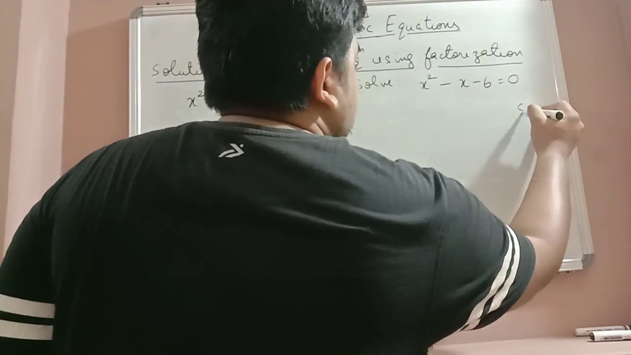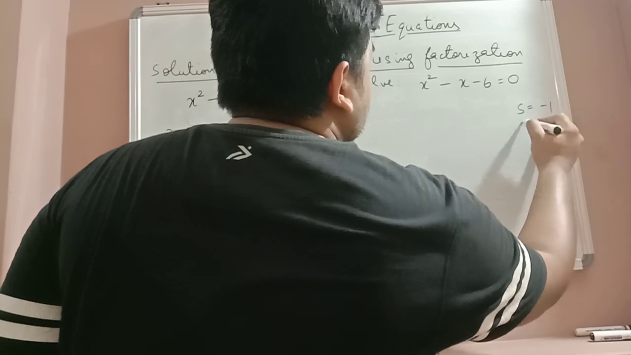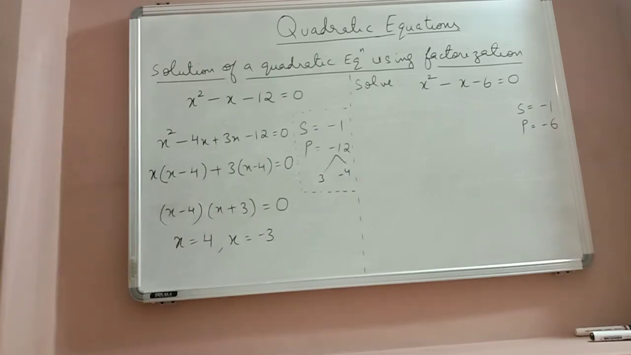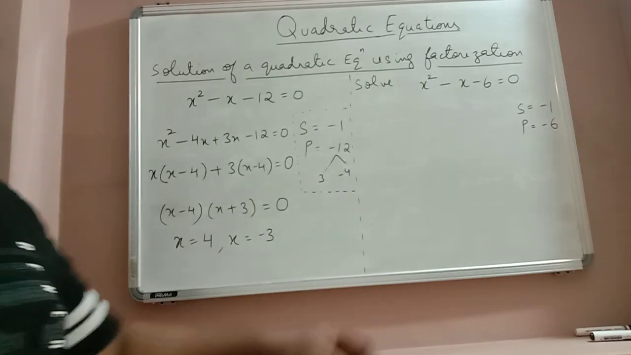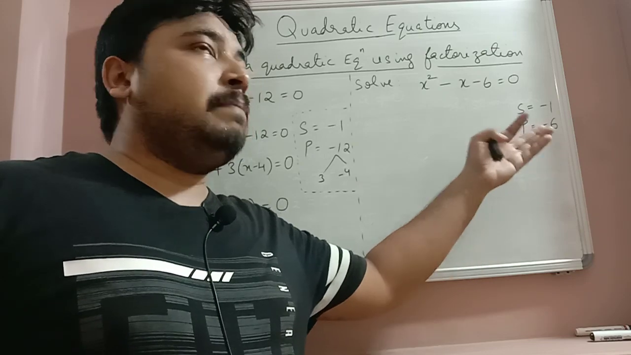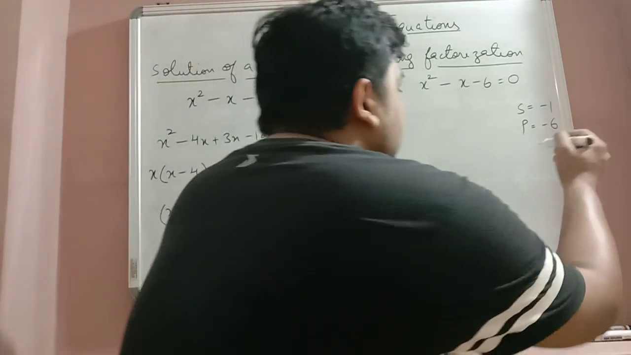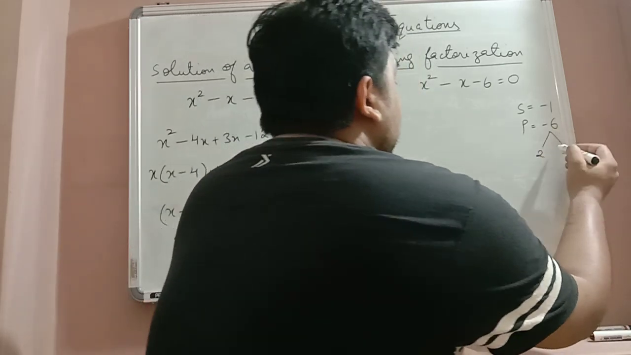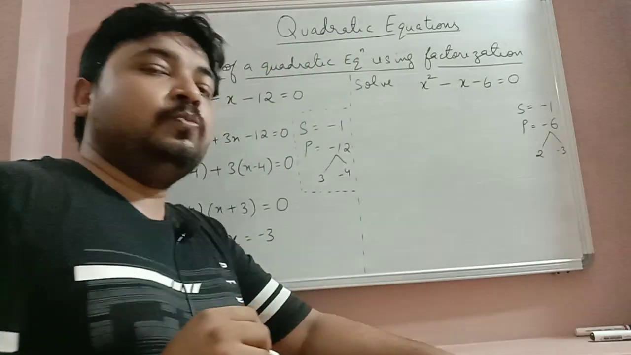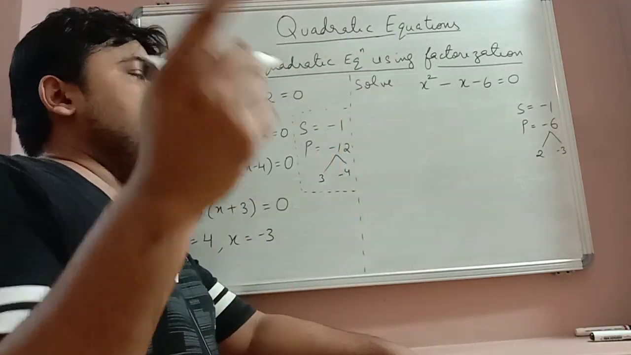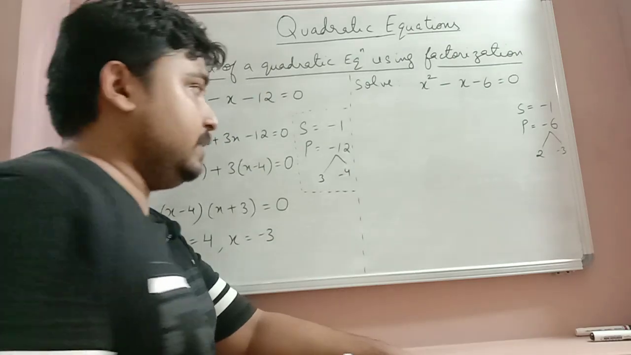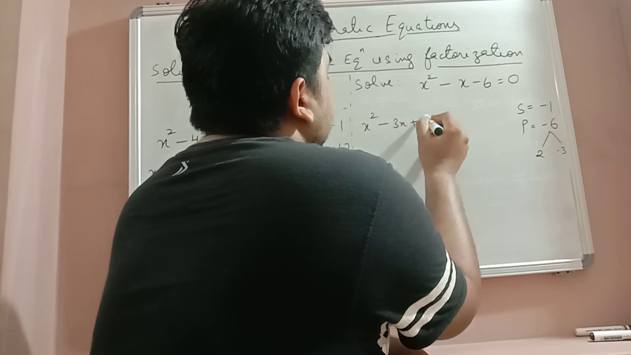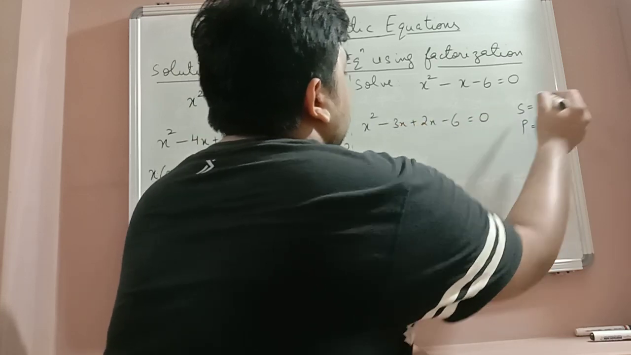So again I will write down the sum and the product. The sum is minus 1 and the product is minus 6 into 1, that is minus 6. Again we have to think of two numbers whose sum is minus 1 and product is minus 6. On factorizing 6, I will get 2 and 3 and the numbers will become minus 3 and 2. Minus 3 plus 2 is minus 1 and minus 3 into 2 is also minus 6. So I will split this minus x into minus 3x plus 2x minus 6 equals to 0.